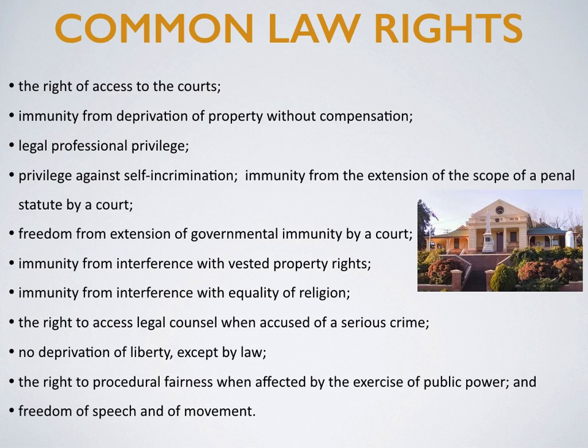So common law rights include these things: the right of access to courts, immunity from deprivation of property without compensation, legal professional privilege, privilege against self-incrimination, freedom from extension of government immunity by a court, immunity from interference with vested property rights, and so on and so forth. I think you get the idea of what these common law rights are. Immunity from interference with equality of religion, no deprivation of liberty, procedural fairness, freedom of speech, and so on and so forth. And these are common law rights. They come from common law decisions.